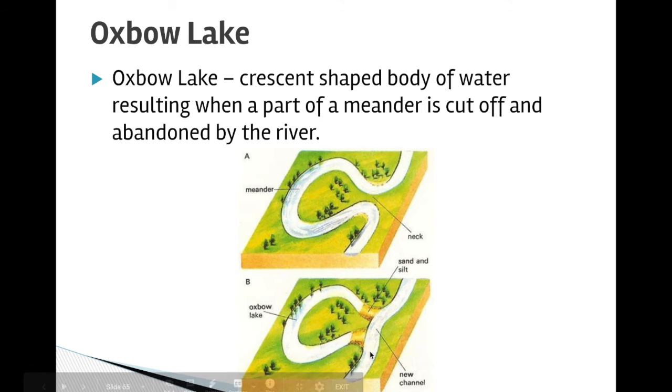Oxbow Lake, basically this is just a crescent shaped body. If you look here at the first part, you can see how it formed kind of like an S almost. It went around, and then over time some sand and silt, some materials and debris, built up here. So now the river runs straight across. Over time, this right here will be your Oxbow Lake. As long as it won't get anything from the other new channel right here, it will stay with some water here and refill from rain, anything like that.